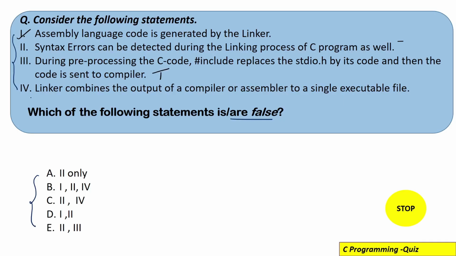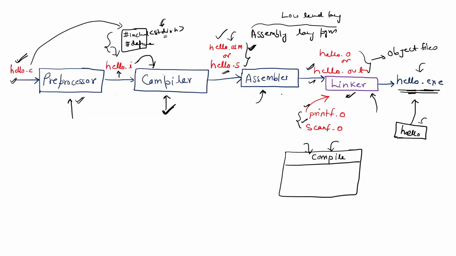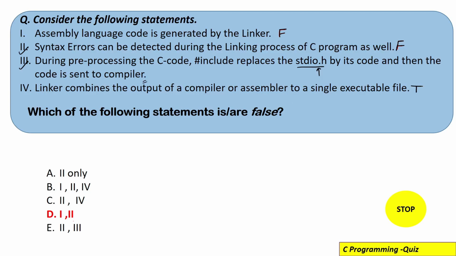So this is true. And the last statement is that the linker combines the output of a compiler or assembler into a single executable file. This is also correct. In some cases, the assembler will not be a part of the compiler, and the compiler will directly give the file to the linker. So the linker can take the output file from the compiler or it can take the object file from the assembler also. The main work of the linker is to link those object files. So that's why this fourth statement is also true.